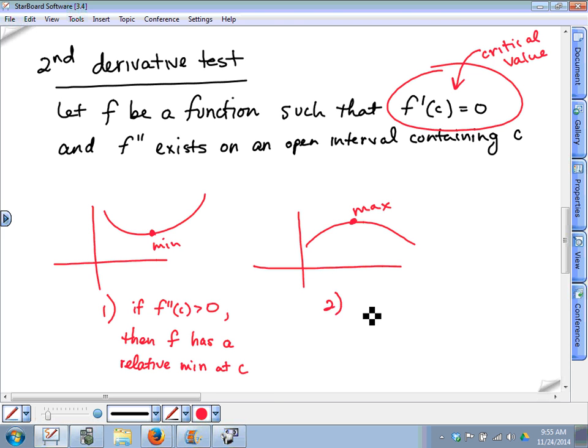Over here, if f double prime of c is less than 0, then f has a relative max at c.